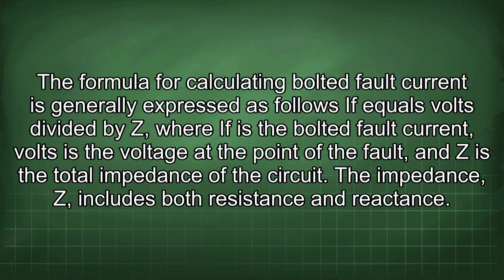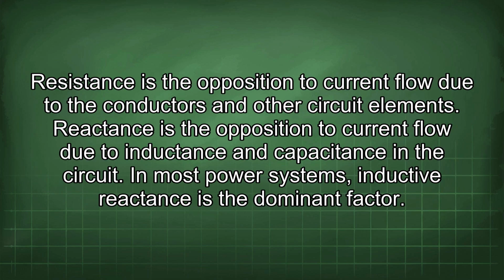The impedance Z includes both resistance and reactance. Resistance is the opposition to current flow due to the conductors and other circuit elements. Reactance is the opposition to current flow due to inductance and capacitance in the circuit. In most power systems, inductive reactance is the dominant factor.